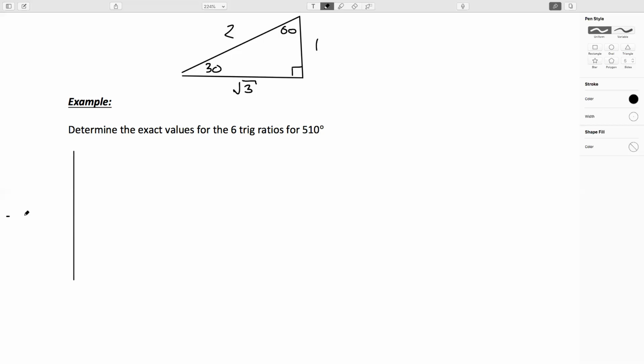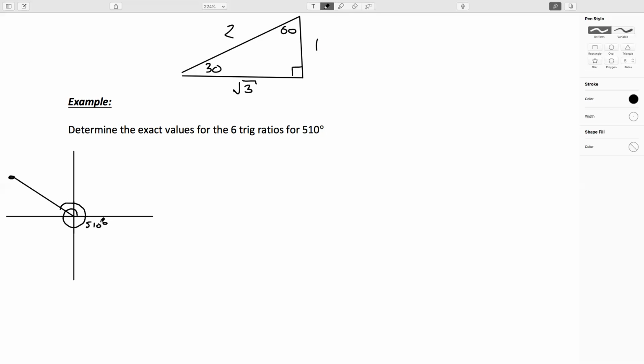Let's figure out what quadrant it falls in. We go up to 90, up to 180, up to 270, up to 360. So we're not here. If we added another 90 to that, we'd go up to 450. If we added another 90 to that, we would get up to 540. So I know it's in this quadrant. It's going to be over here somewhere. If we want to draw it in standard position, go around the circle. So that's 510 degrees. But we need to know what our reference angle is.